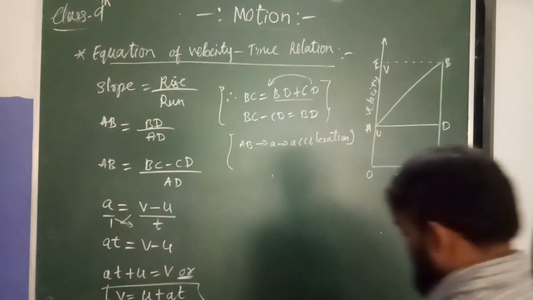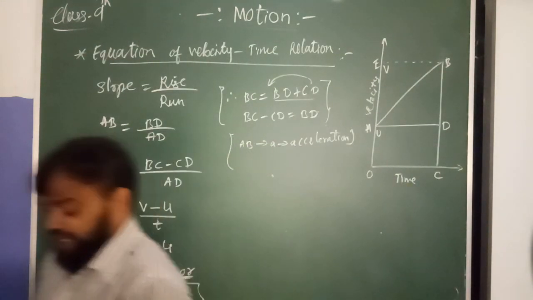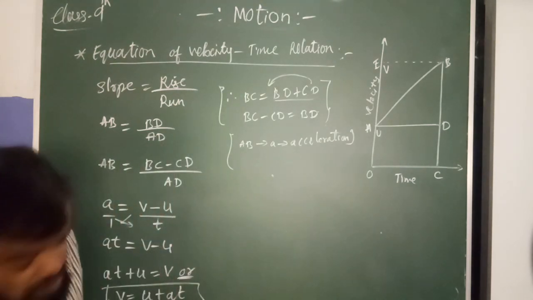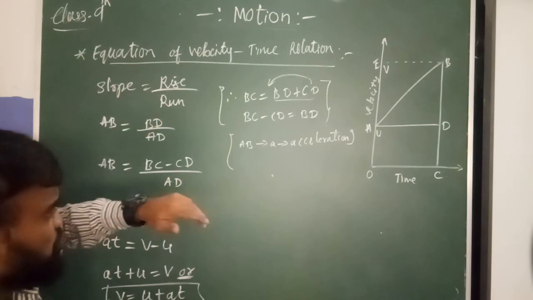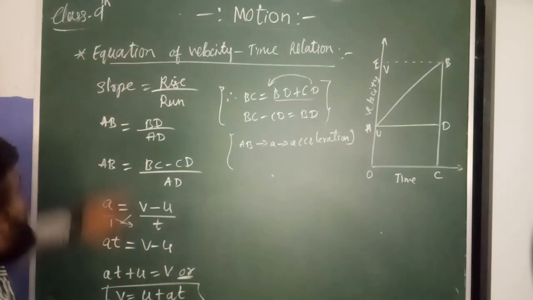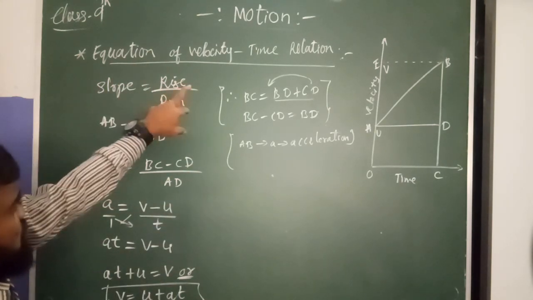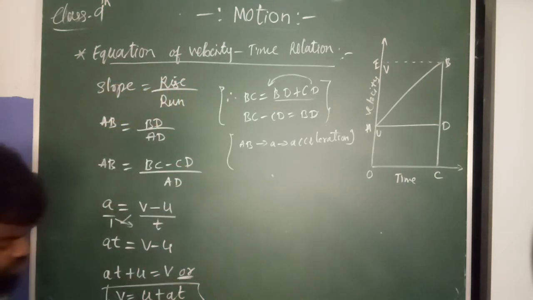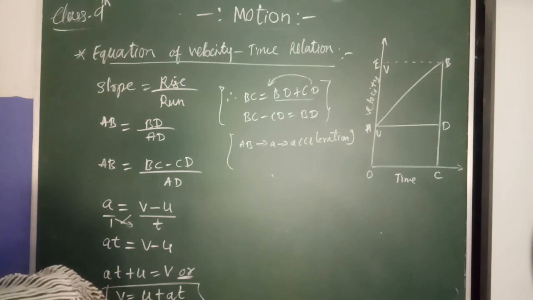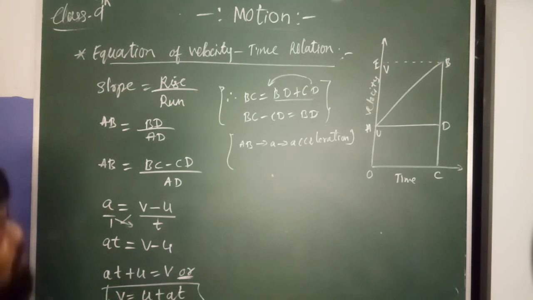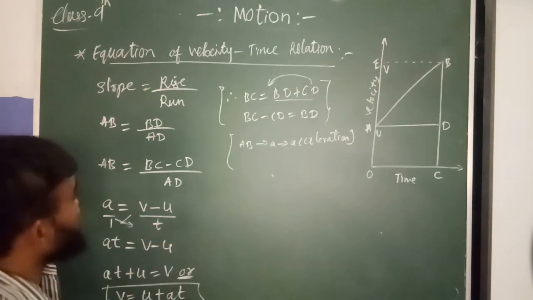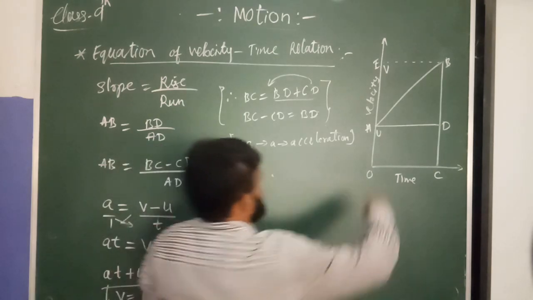Now here I am going to explain the equations of motion by the graphical method. There should be three equations, and I have done the first equation. I have solved the equation of velocity in the time graph. This is the first one. So by the graphical method we have solved the equation of velocity-time relation. This is v is equal to u plus at. This we have to prove, right? V is equal to u plus at we have to prove. This is graphically represented.